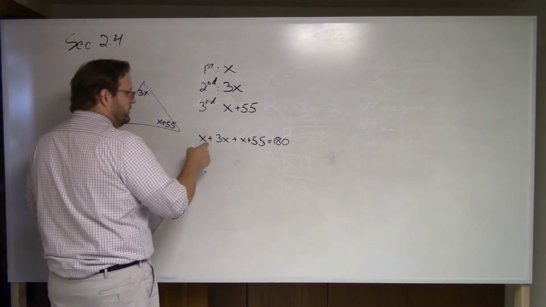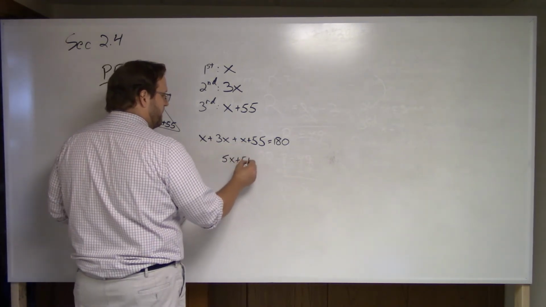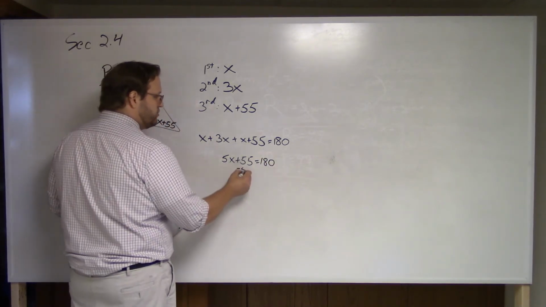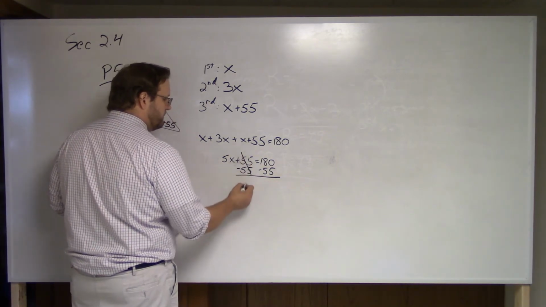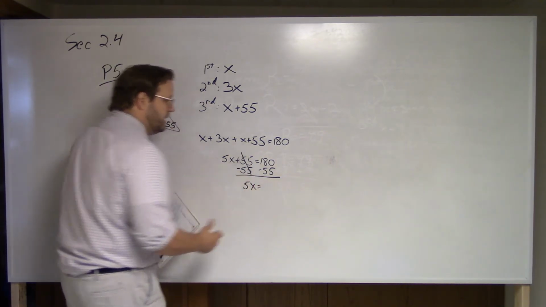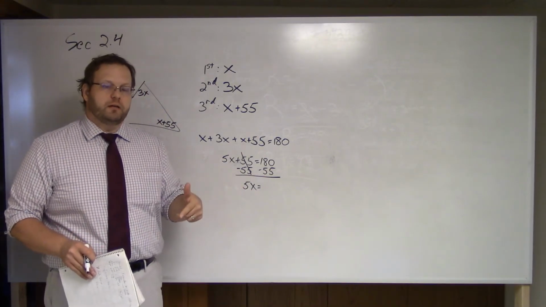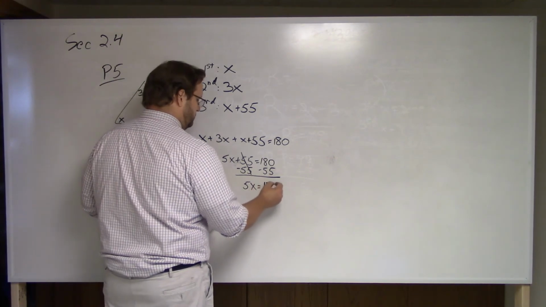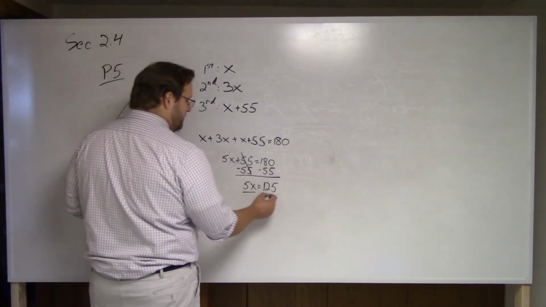So 3 plus 1 plus 1 is 5x. I'm going to subtract 55. Now be careful. 180 minus 50 is 130. Minus that extra 5 is 125. I then divide by 5.